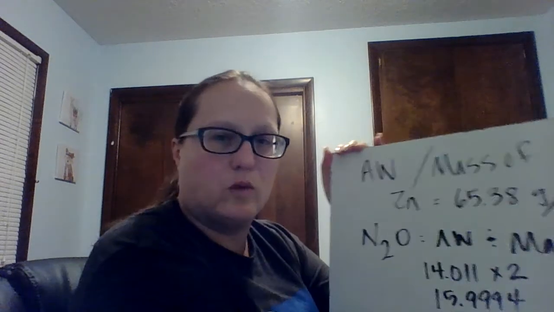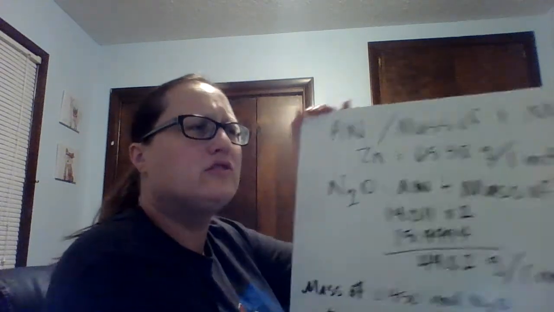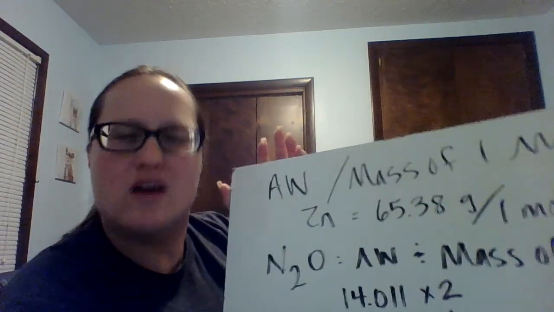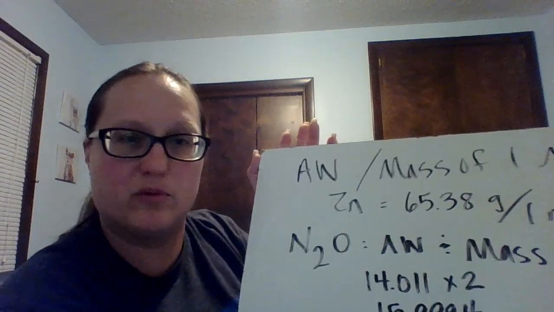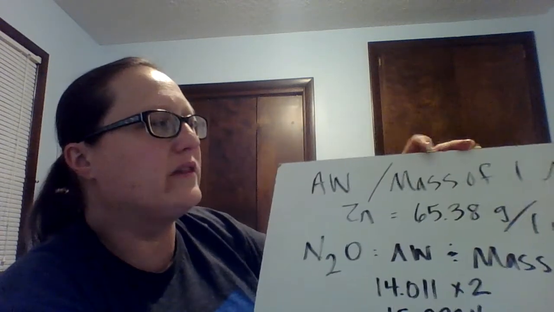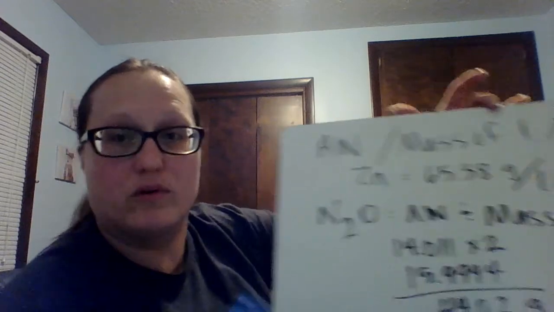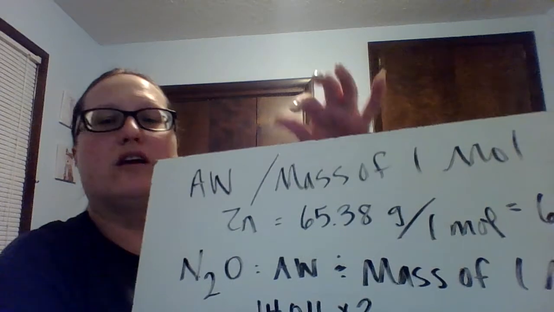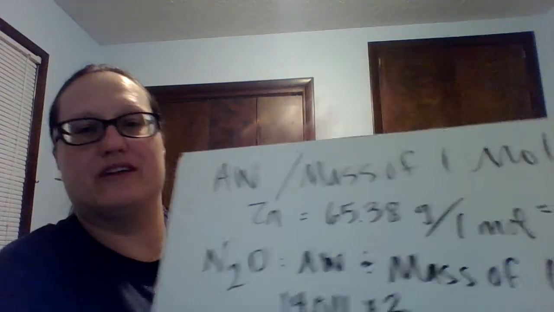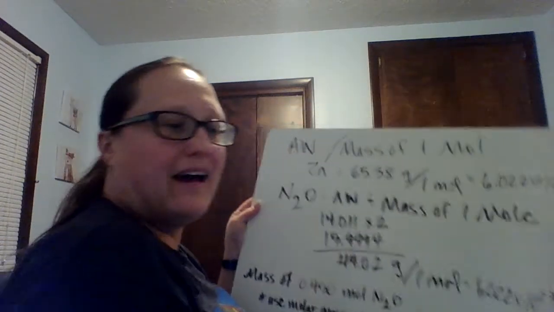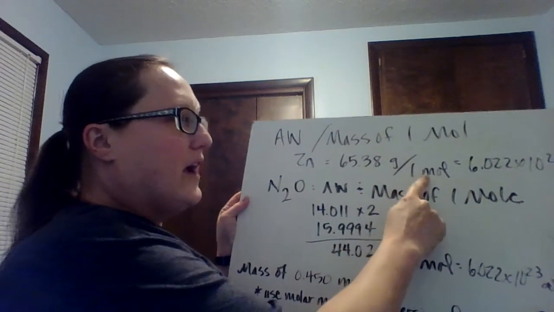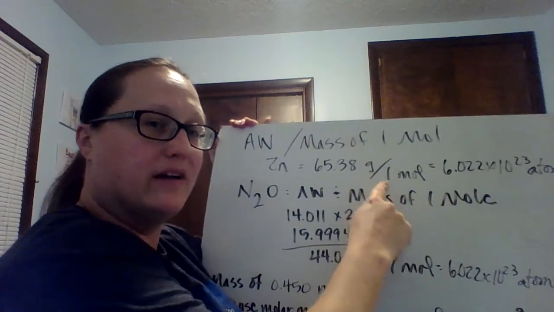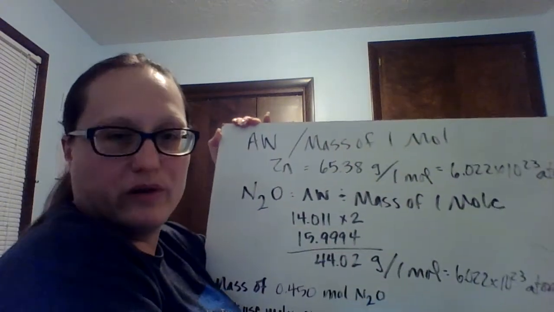So in this first one, it asks you what the atomic weight of zinc is. The atomic weight is what's on the periodic table, so 65.38 grams. If it asks you what the mass of 1 mole is, that's called the molar mass. And that's going to give you the units of 65.38 grams per 1 mole. So that's what you see down here. That tells me that for zinc, if I had 1 mole of atoms, which would be 6.022 times 10 to the 23rd atoms, how much would it weigh on a scale? I would weigh out 65.38 grams.